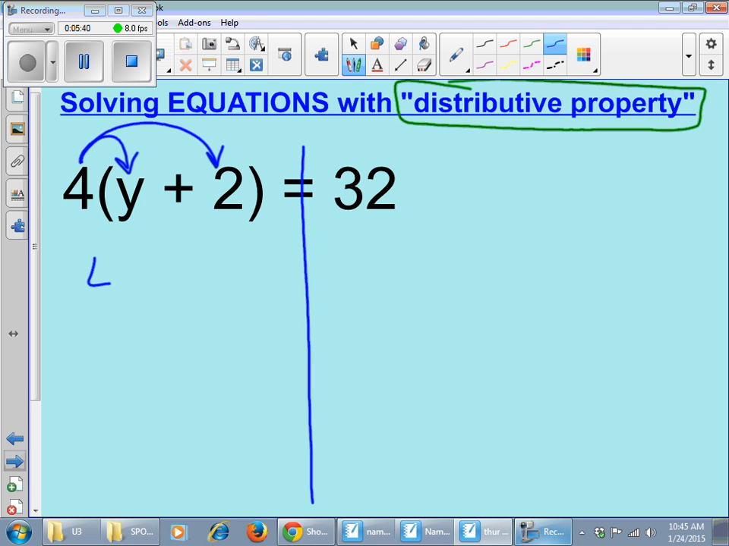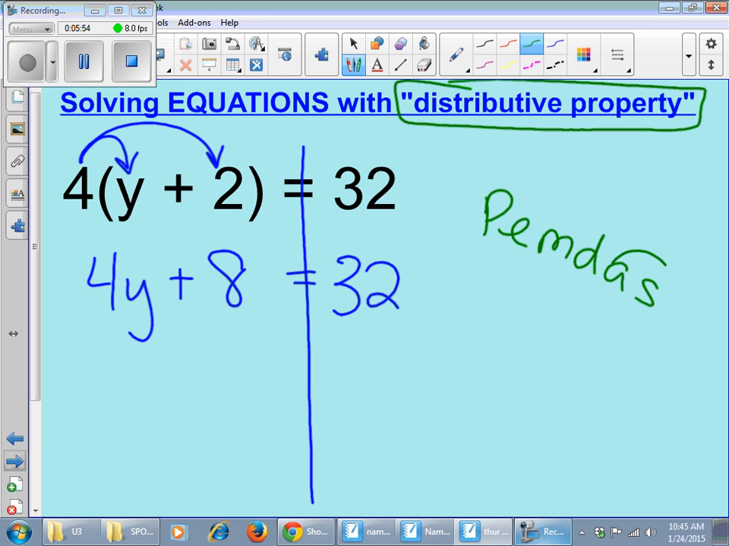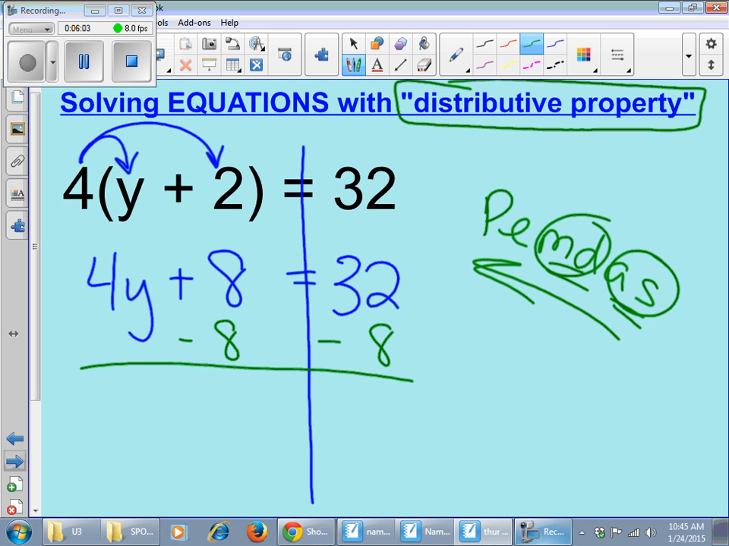4 times y is 4y, 4 times 2 is 8, plus sign stays between, equal sign stays on the mirror, and 32 comes straight there. Now we have a two-step equation here. We always cancel two-step equations in the opposite order of PEMDAS, so we cancel addition and subtraction before multiplication and division. The opposite of plus 8, minus 8 on both sides of this equation.